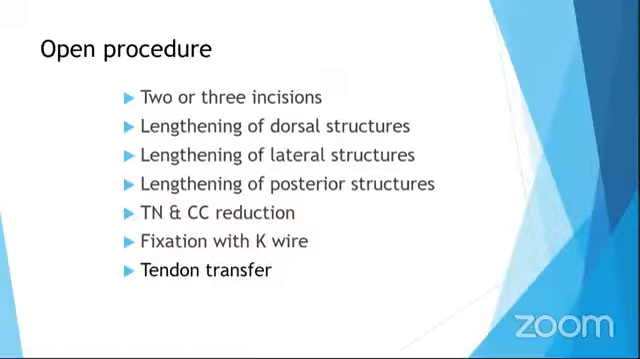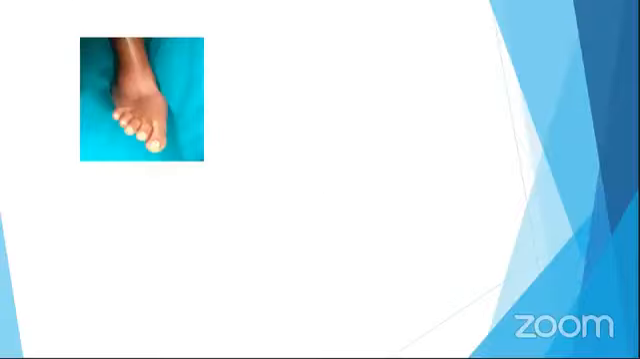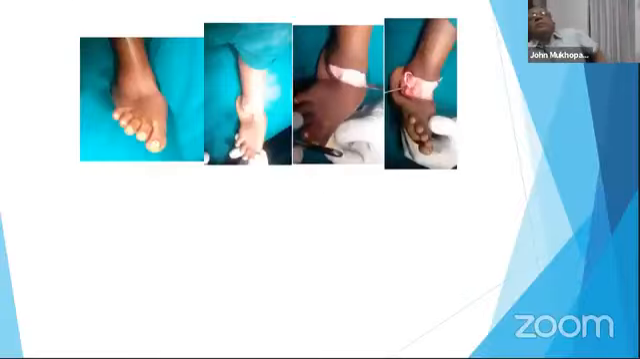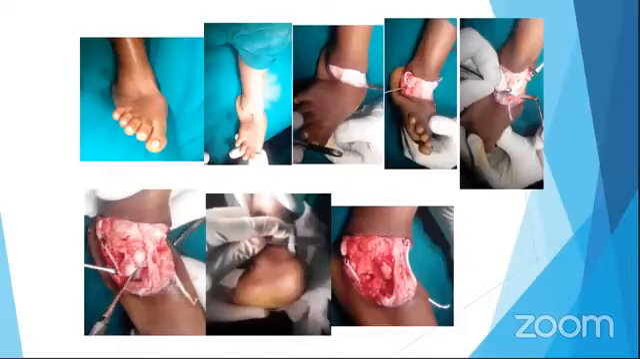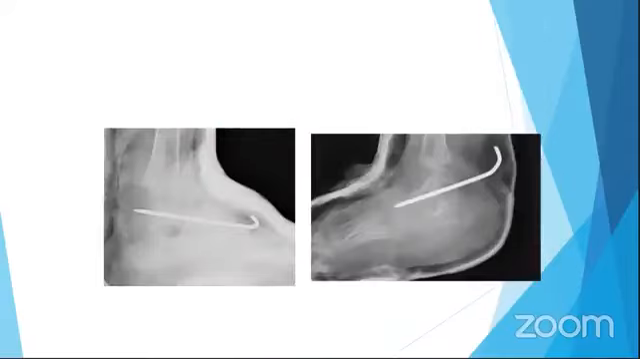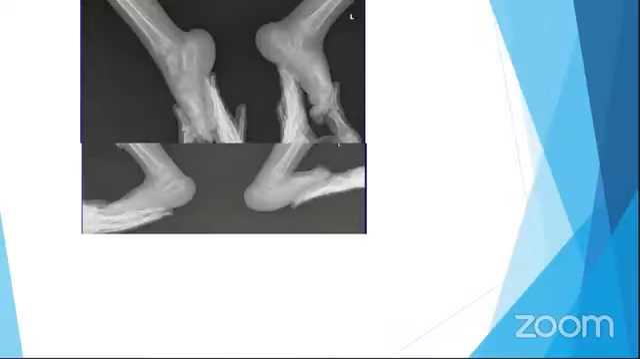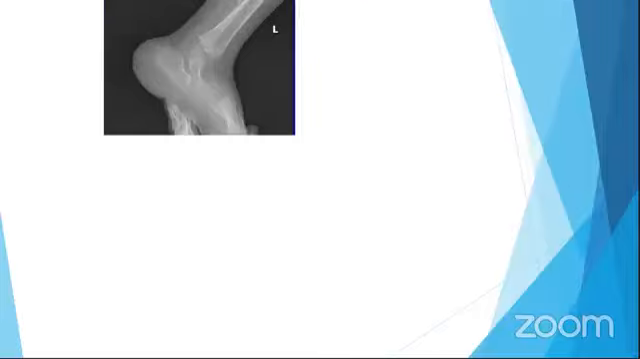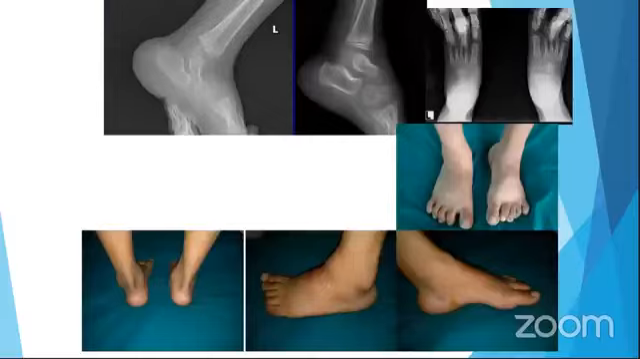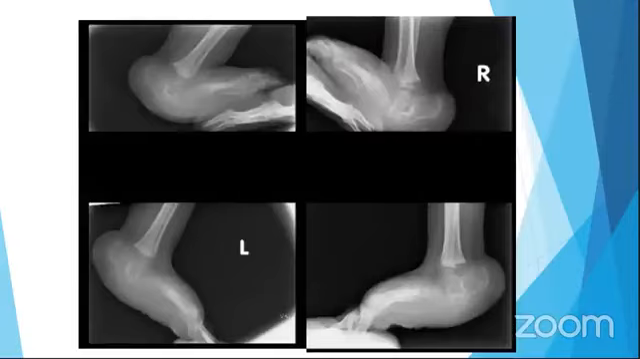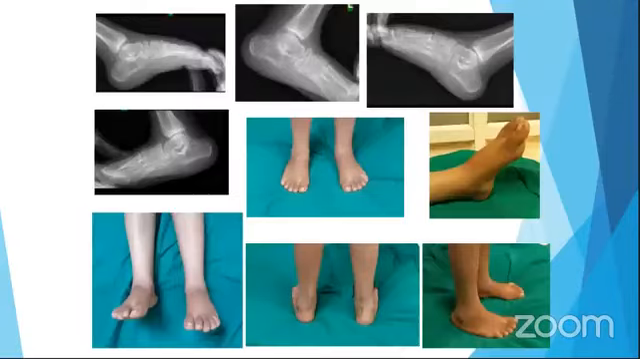Some people also do a tendon transfer of the tibialis anterior to the neck. Yes, anterior to the neck. These are the few steps, then plaster and fix with the wire. I'll show you quickly some vertical talus cases; it got corrected and has been followed for a long time.